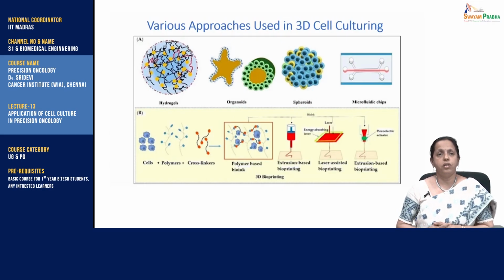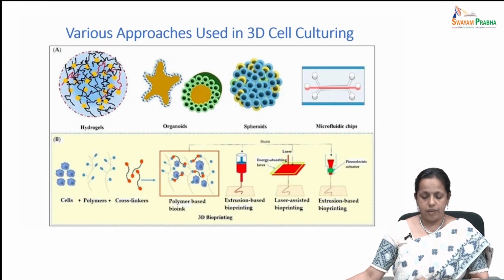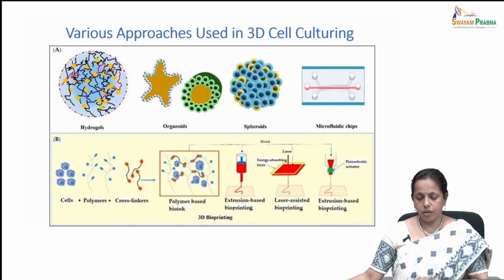What are the various approaches used for 3D cell culturing? So we have the hydrogels, where the cells are mixed with a hydrogel matrix and then using a crosslinker, and then we have the 3D bioprinting to maintain the scaffolds for growing the 3D spheroids, and then there is something called the microfluidic chips for maintaining the 3D spheroids. So these are all important approaches used for 3D cell culturing.